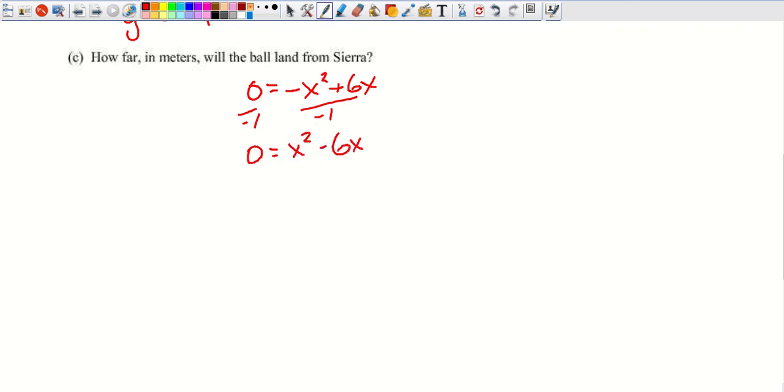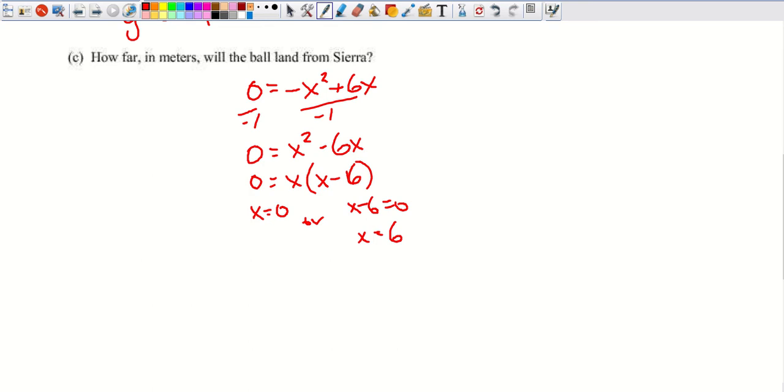And now we can factor. So first thing we look for, once again, GCF. So x comes out first, and then x minus 6 left over. And then we're going to go ahead and set each of these equal to 0. I get my first solution, which is at 0, and the second solution, which is at 6.